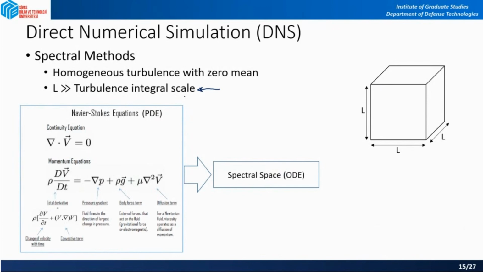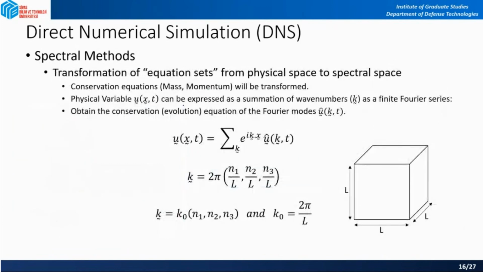The frequency of any periodic signal is related to the number of waves of that signal within a certain length, and the number of waves is related to the scale information. So instead of discretizing the frequencies, we discretize the wave numbers, meaning scales in turbulence. We will see how to do that. So the starting point is to know how to do the transformation of equation sets.